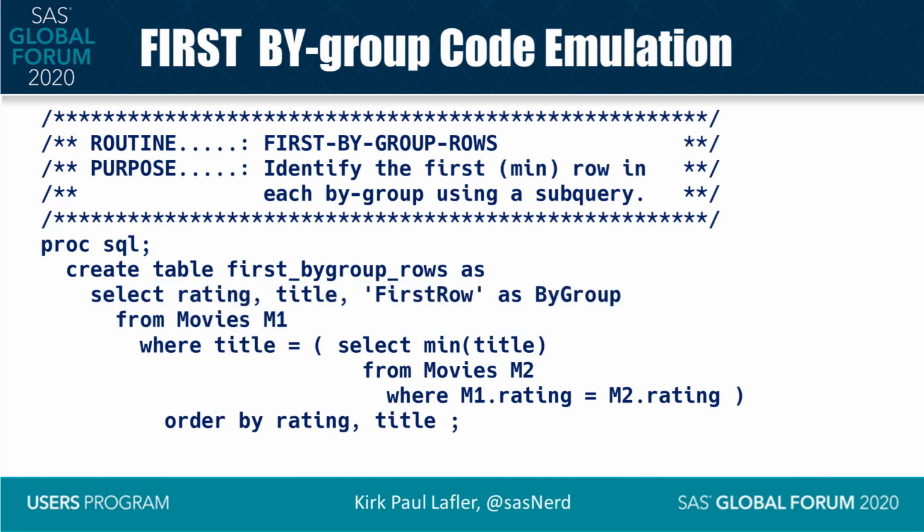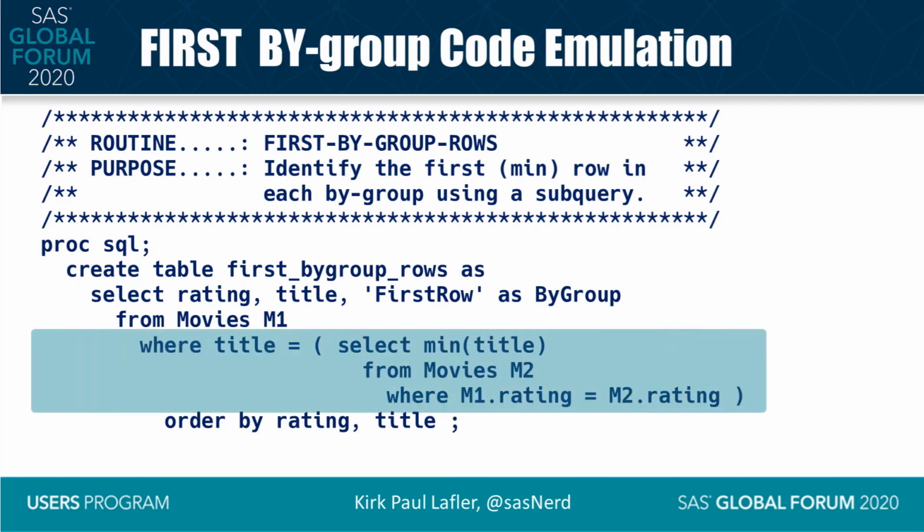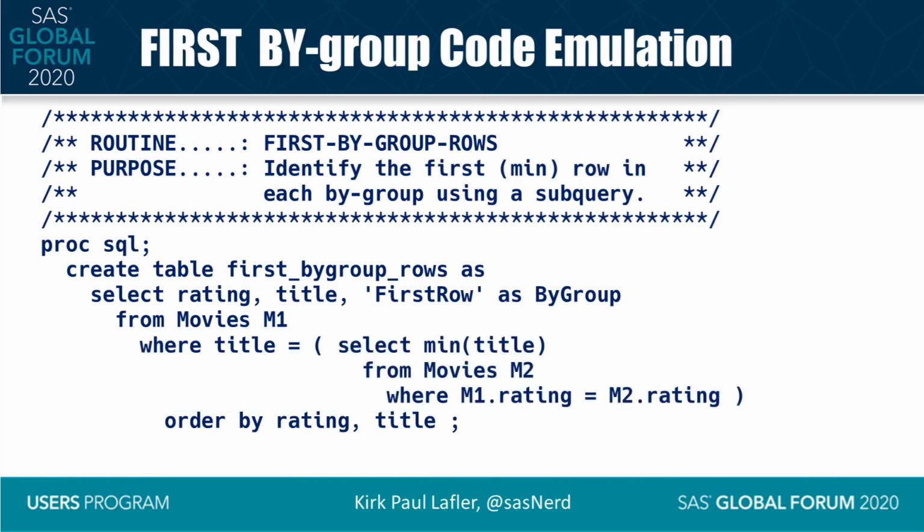I'm going to read the movies table and assign a table alias of M1. Then in my where clause, I'm going to say where title equals, and this is the reason why this works, I'm going to select using the min function, the min statistical function, title from movies. So I'm going to read movies a second time and assign it a table alias of M2, where M1.rating is equal to M2.rating.